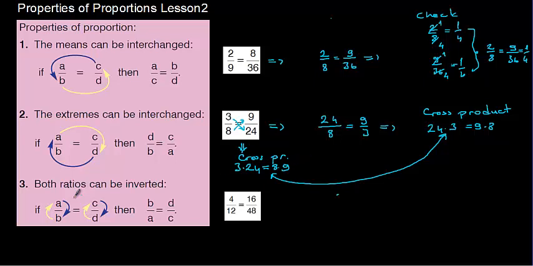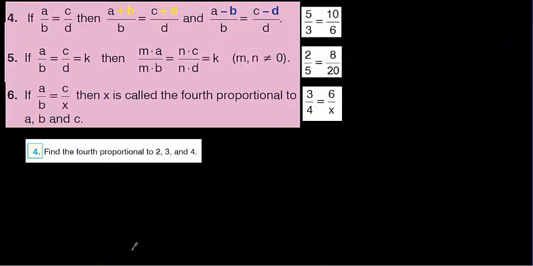Okay, the third one is both ratios can be inverted. We can change their places. So for this one, we can write 12/4 equal to 48/16, and when you divide 12 by 4, we understand that this is equal to 3, and 48/16 is also equal to 3, and the equality is satisfied again. So we may change the numerator and denominator places.